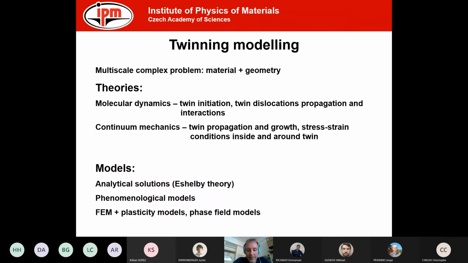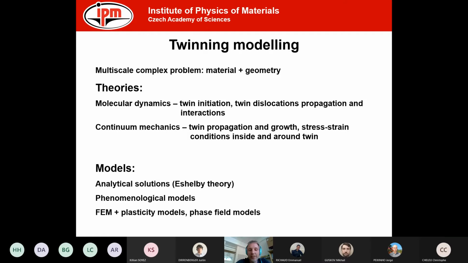We can study twinning, of course, by modeling, as we already have seen, it's a quite complex problem that can be studied on different length scales, and it covers not only material properties but also geometry, because twin itself is a feature inside microstructure that has its dimensions, and also it brings into the microstructure some extra stresses and strains.